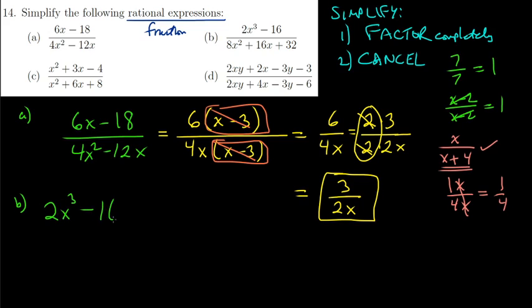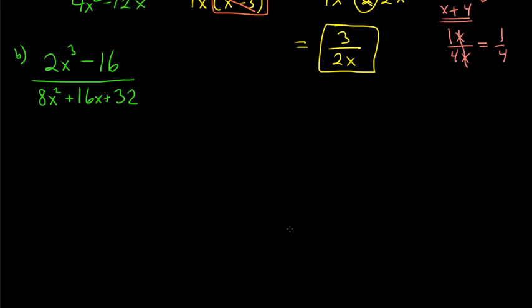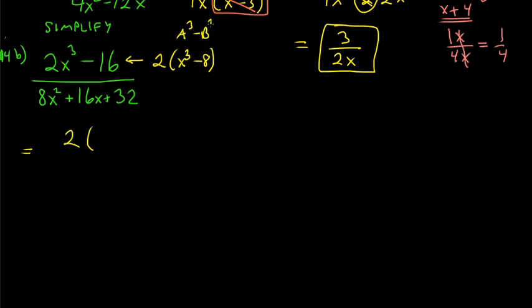Right, let's try B. So 2x cubed minus 16 over 8x squared plus 16x plus 32. I can tell this is going to be a bit of a challenging one. Again, the directions are just to simplify, and this is 14b. So again, step one is to factor. To factor the numerator, we can factor out a 2, that's the GCF. But notice that x cubed minus 8 is also factorable, and that's going to be your usual a cubed minus b cubed. And I think we did this in an earlier problem. It just ended up being x minus 2 times x squared plus 2x plus 4.